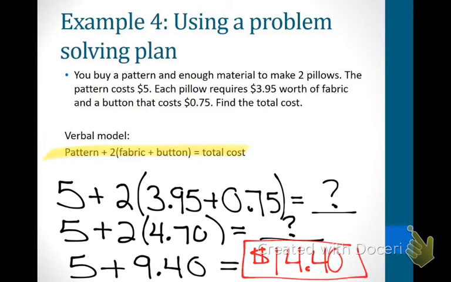$14.40. I know it's hard to see on the screen, so just listen. It says $14.40. And if you understand that, that's everything you need to know for 1.3.